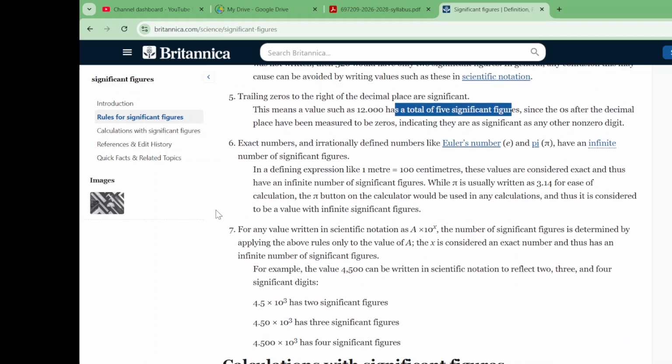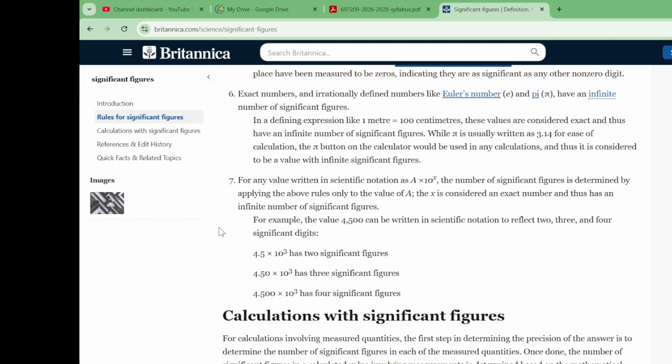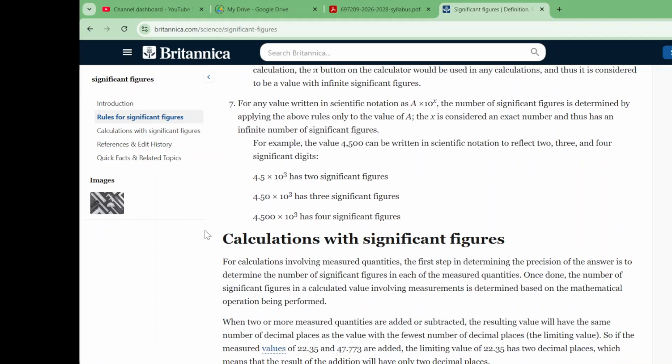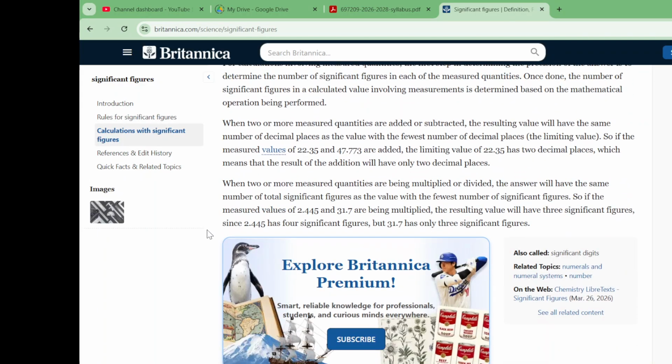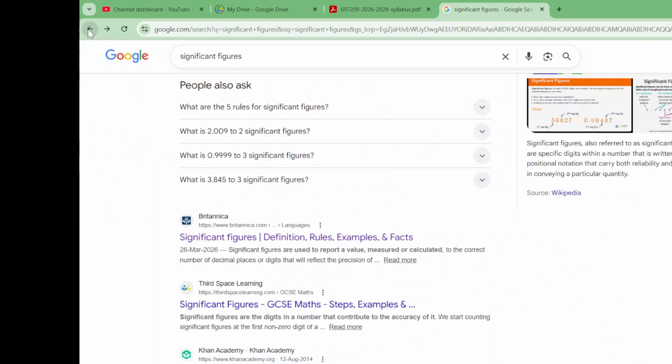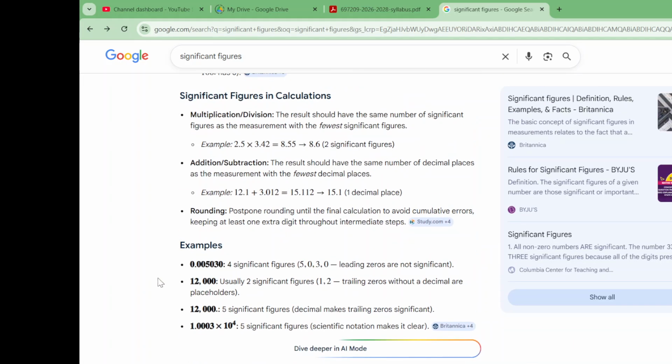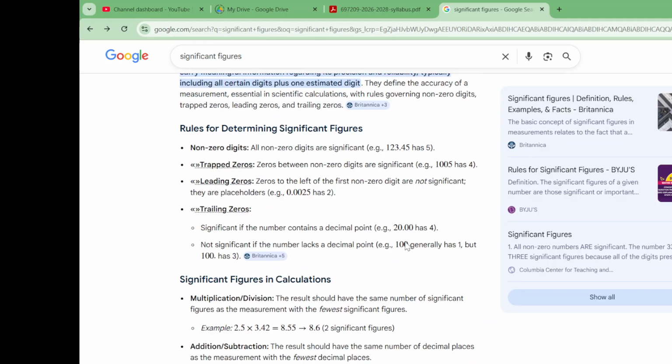Also, there was another example. Let me just go back to that AI generation. So something like 20.00, and also for example 0.500, those are also significant, to my understanding.